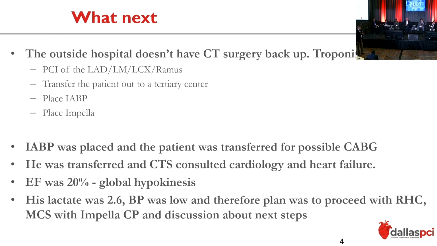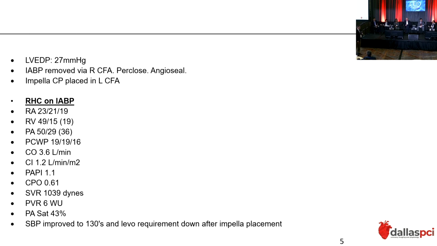So by the time he came to the hospital, his lactate was 2.6, blood pressure was hanging low. He has all signs of cardiogenic shock. So at this point, the on-call cardiologist at our hospital talked to a bunch of us, and we agreed to proceed with a right heart cath and mechanical circulatory support with Impella, and then discuss at that point. His creatinine baseline was 1.5, now it is 2.8 or 2.5.